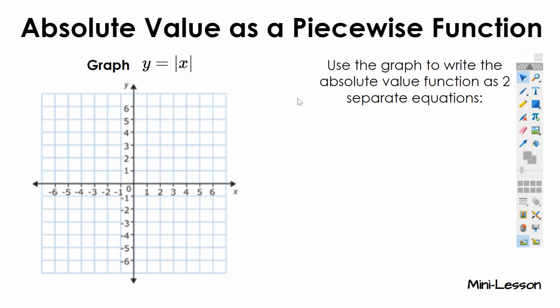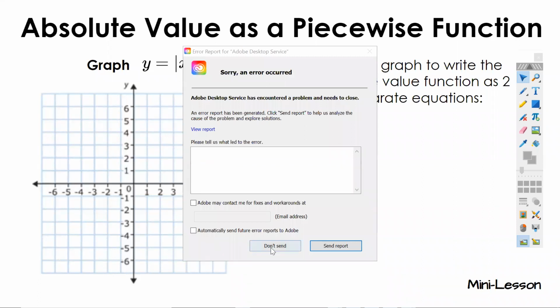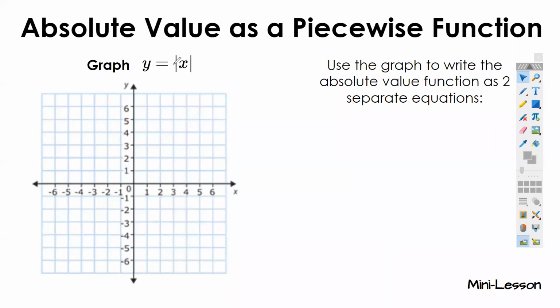All right. So I think you might have seen something like this on your SAT. Maybe there was an absolute value probably on there. So we're going to use the graph to write the absolute value function as two separate equations. Okay, so let's start with this. What does absolute value mean?